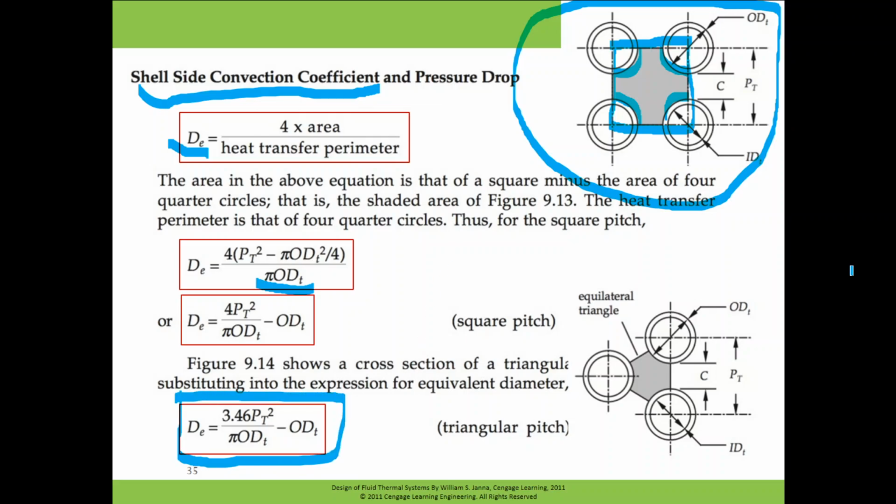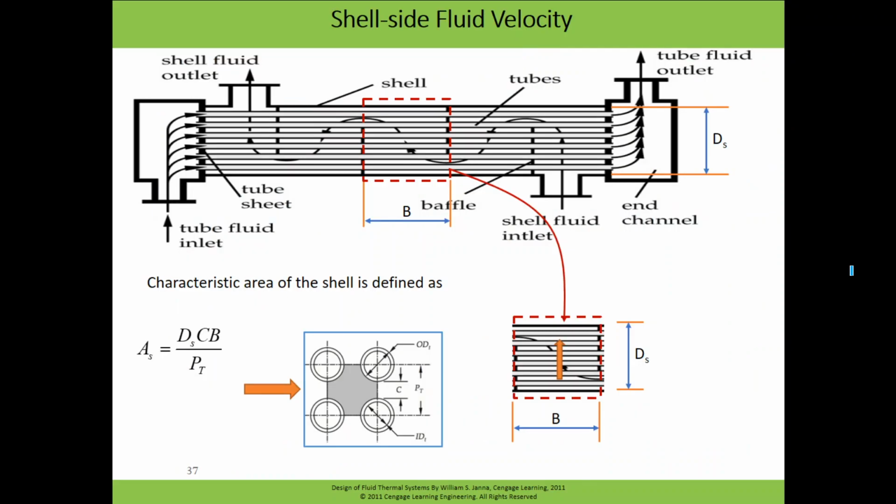Okay, so once we have this D equivalent, we can calculate the Reynolds number for the shell side. So what do we need to find out the Reynolds number for the shell side? We need to know the velocity. So how do we calculate the velocity? If we have the mass flow rate, then we can divide it by density and divide by the area of flow. So we can have the velocity for the shell side. Okay, so how do we calculate the area of flow for the shell side?